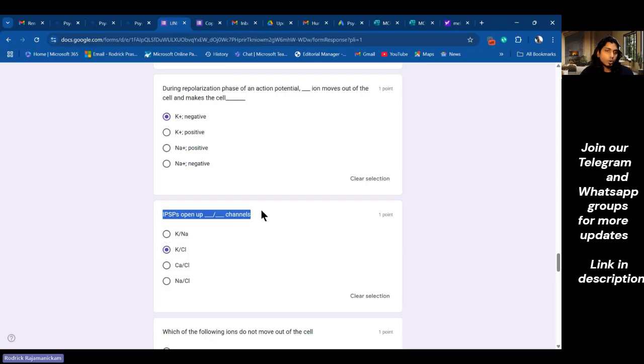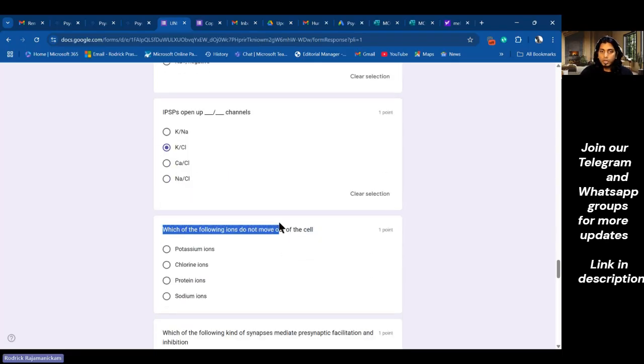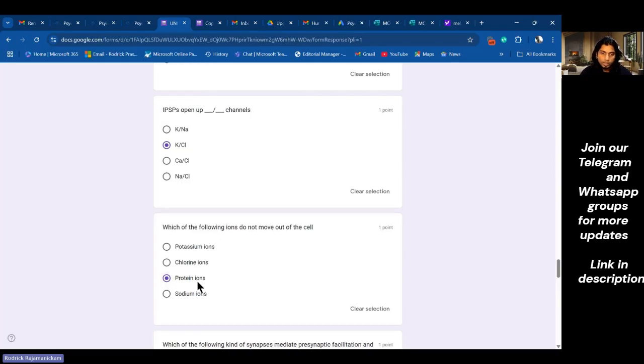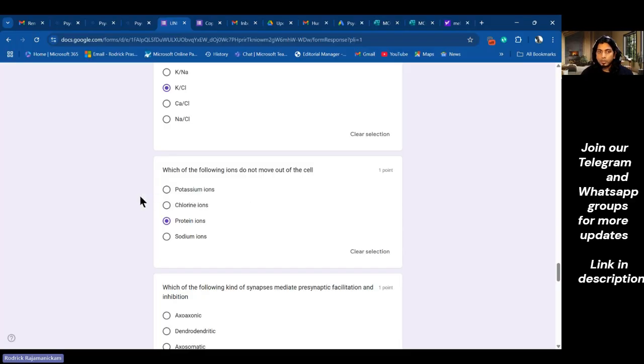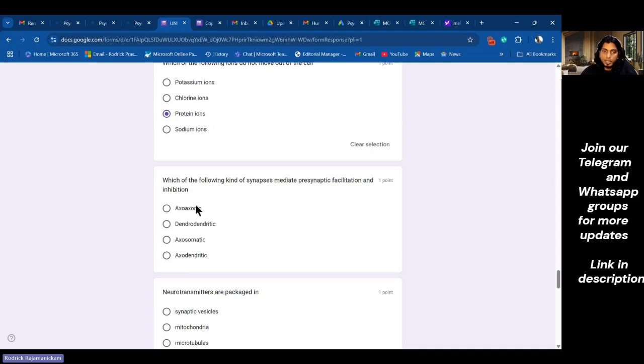So they open up chlorine and potassium channels. Which of the following ions do not move out of the cell? We already saw this. Protein ions do not move out of the cell at all. Chlorine does come in, potassium does move out, sodium does move in and out, either passively or through the sodium potassium pump. But protein ions always stay inside the neuron. So that is the answer there.